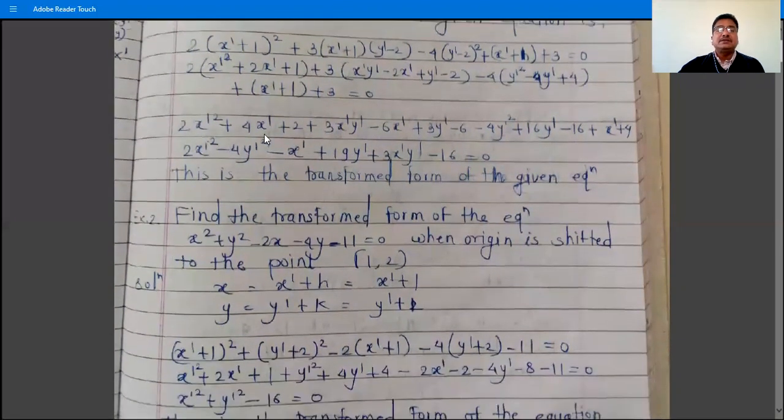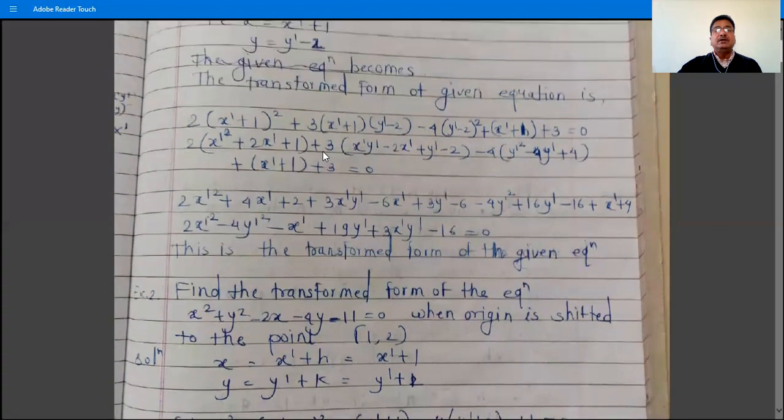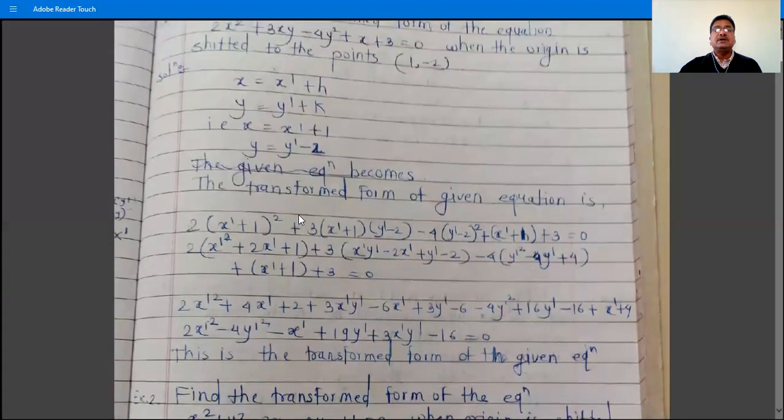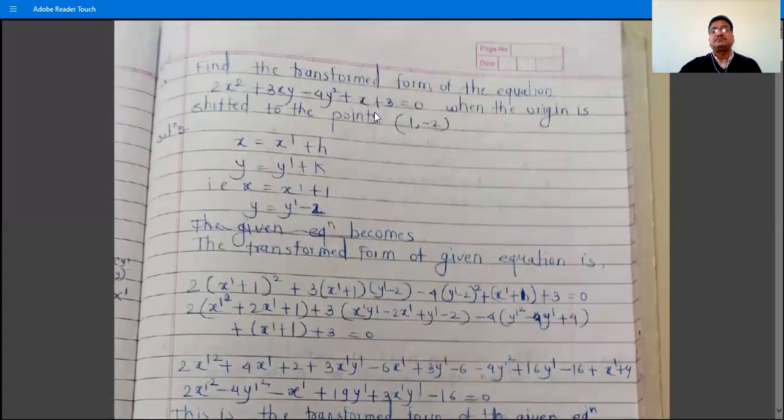Simplifying, multiplying by 2, by 3, by 4, we have these terms. Adding and subtracting these terms, we get 2X dash square minus 4Y dash square minus X dash plus 19Y dash plus 3X dash Y dash minus 16 is equal to 0. This is the transformed form of the given equation, or the new form of this equation.